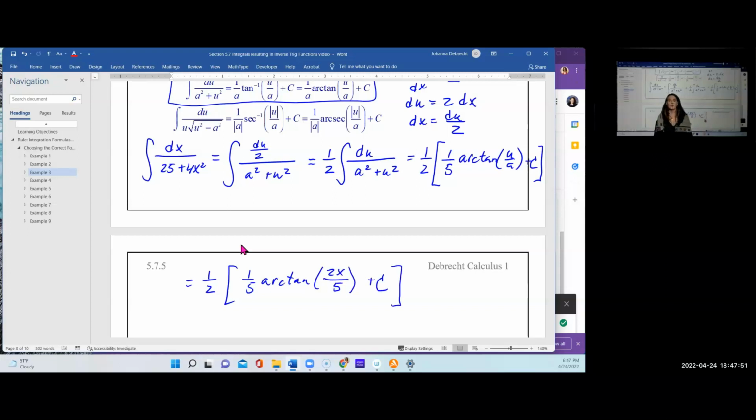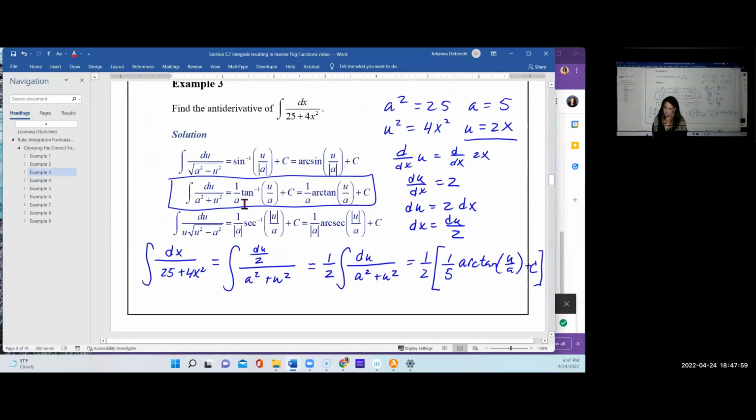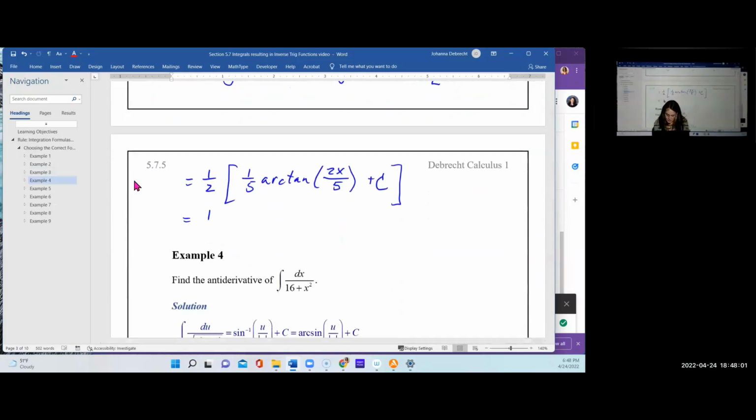Now, remember that we can distribute the 1/2, and I get 1/2 times 1/5, which gives me 1/10 the arctangent of 2x over 5. Again, do not be tempted to pull the 2/5 out of the argument. It is a part of the argument of the inverse trig function and must stay there. You cannot also put the constant outside the inverse trig function into the argument.